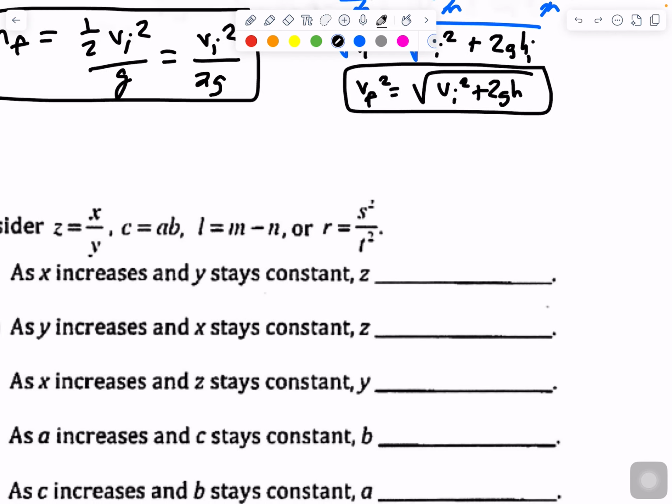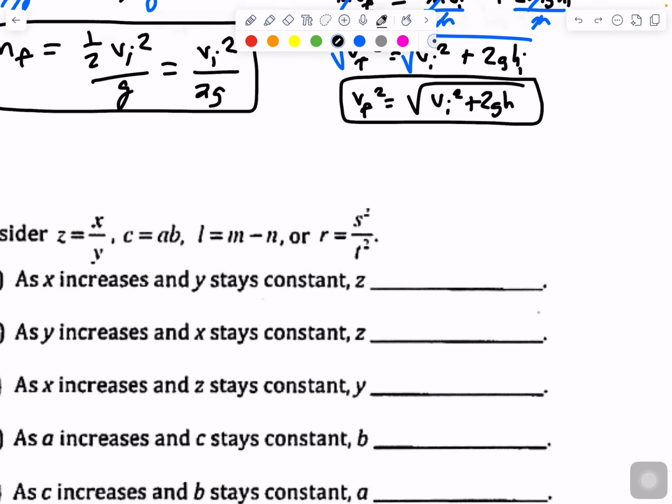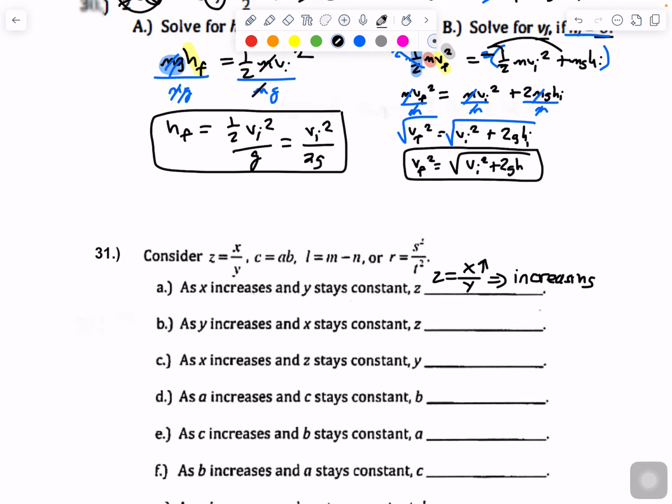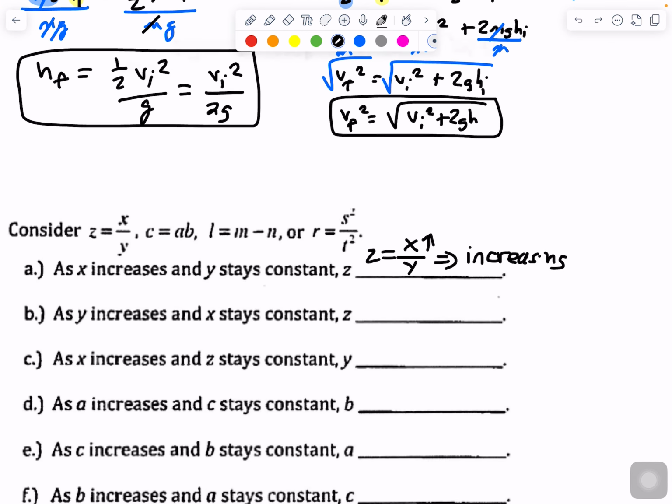Okay, so what we're going to do is write that down. So z equals, now x is increasing, so we're increasing our x, divided by y, which is staying the same. So if x is increasing, if the numerator is increasing and the denominator is staying the same, that means z must be increasing. Okay, so z increases.